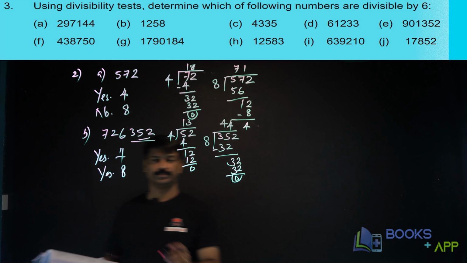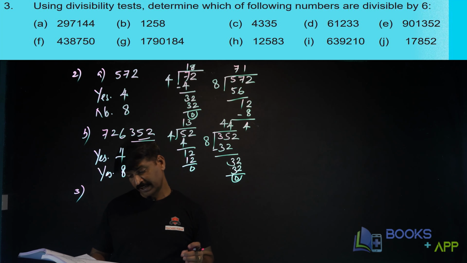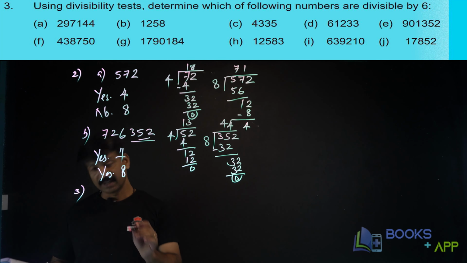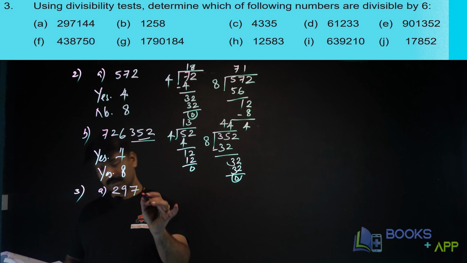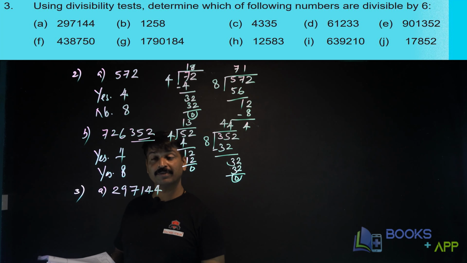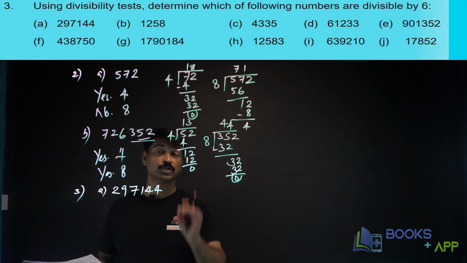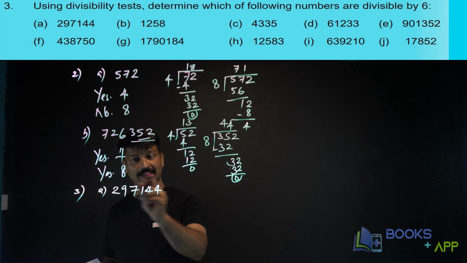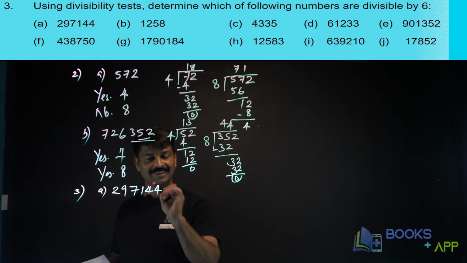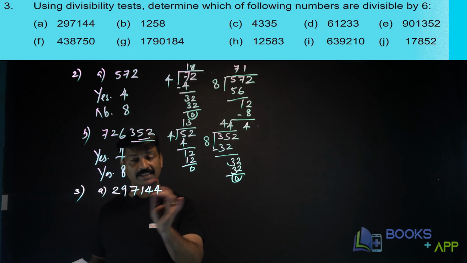Now, question number 3. Using divisibility test, determine which of the following numbers are divisible by 6. Okay, let us take the first number. 297144. You have to check whether it is divisible by 6. How can you check that a given number is divisible by 6? Yes, it should be divisible by both 2 and 3. Now, let us check whether it can be divisible by 2. You see the last digit, that is even number. So, it is divisible by 2.